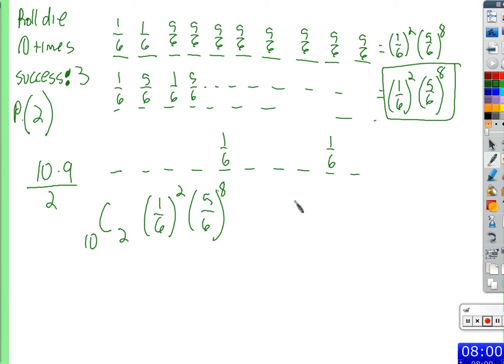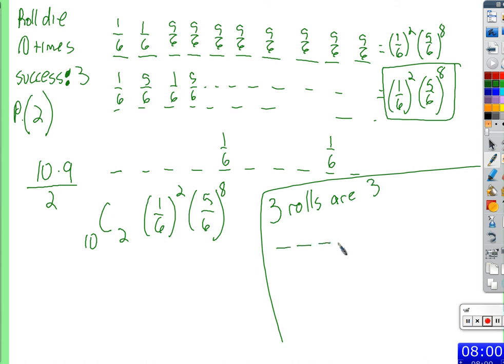How about if we want, instead of 2 3s, how about 3 rolls are 3? So we have a 3, a 3, a 3, and the rest are not 3s. This could be it, this could be it, this could be it, and then all the rest not 3s. Or this could be a 3, and this could be not a 3, and this could be a 3, and this could be not a 3, and all the rest be not 3s.